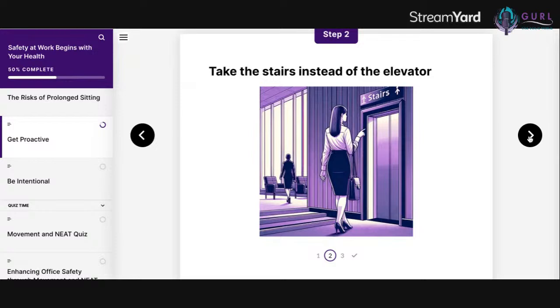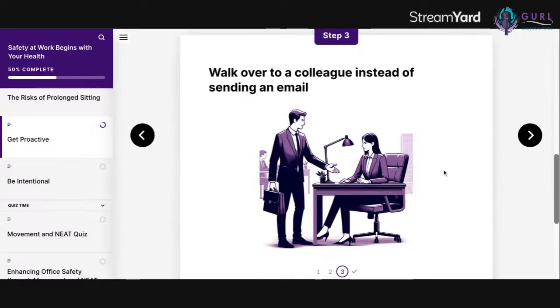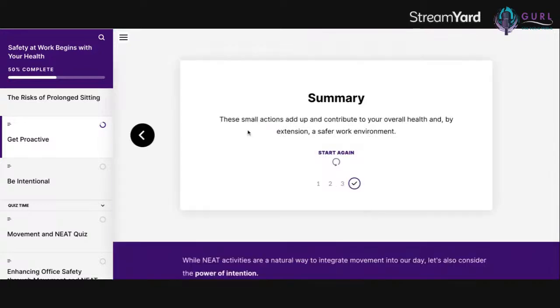So, there we go. Y'all, these are AI generated pictures, okay? So, the fact that the stairs are looking like an elevator is not my problem. All right. And then step three is to walk over to a colleague instead of sending that email. Now, in corporate, there are some things that need a paper trail, so that's that. But if it's something like, hey, want to go out for lunch? Go meet them and ask them. All right. So that is just it. A quick demonstration of that.